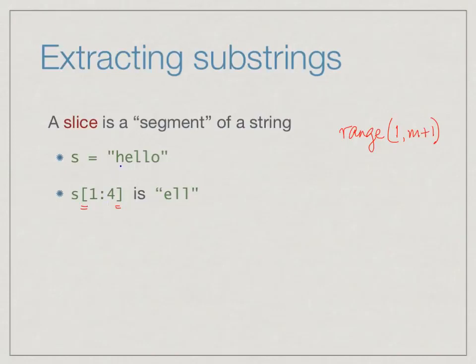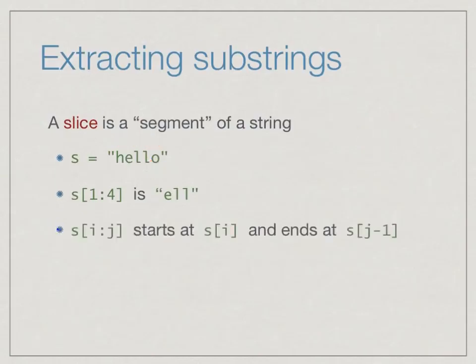So if I do this, then remember that hello has positions 0, 1, 2, 3, 4. So the slice from 1 to 4 starts at 1, goes to 2, goes to 3, but does not go to 4. So it's only from E to L, the second L. So in general, if I write S[i:j], then it starts at S[i] and ends at S[j-1].